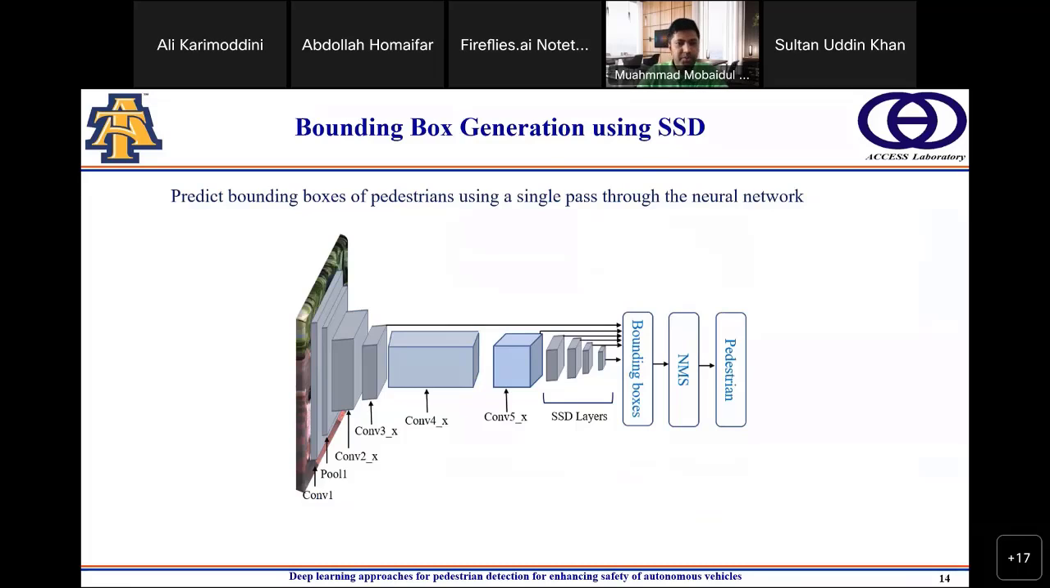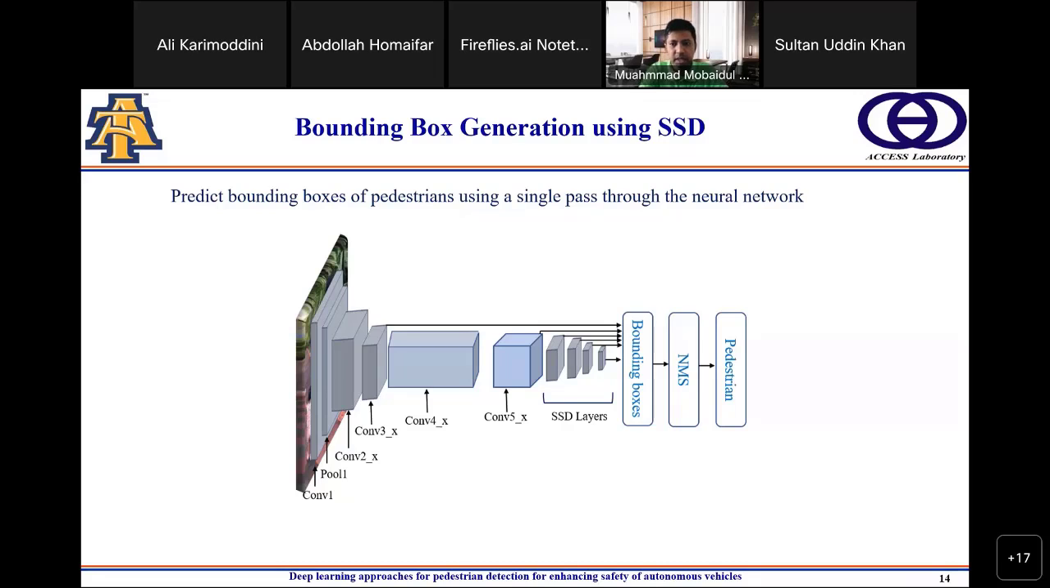As we use two different branches, one is the object detection branch and the other is the semantic segmentation branch, we can use any single-stage or two-stage object detection network for our object detection branch. Here's an example of a bounding box detector branch. We can use SSD as a bounding box detector or any other two-stage detector.